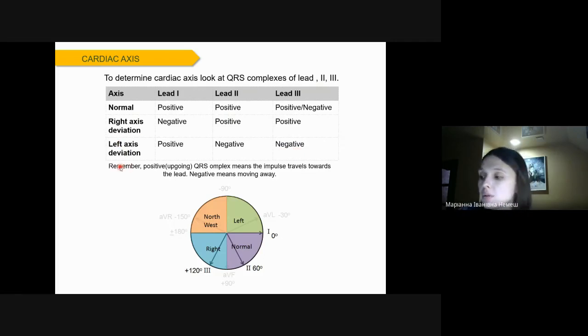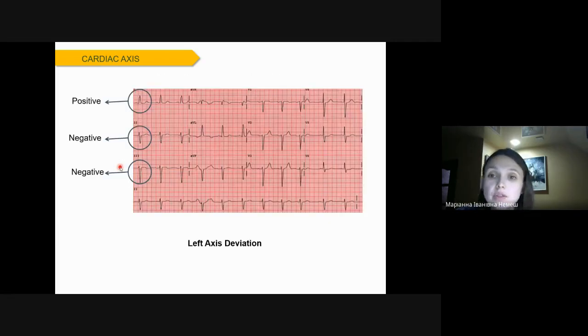Now let us look at the clinical ECG strip and discuss it. You could see that on this ECG strip, the QRS complex is positive in the first lead, negative in the second lead, and negative in the third lead. So the heart has a left axis deviation.